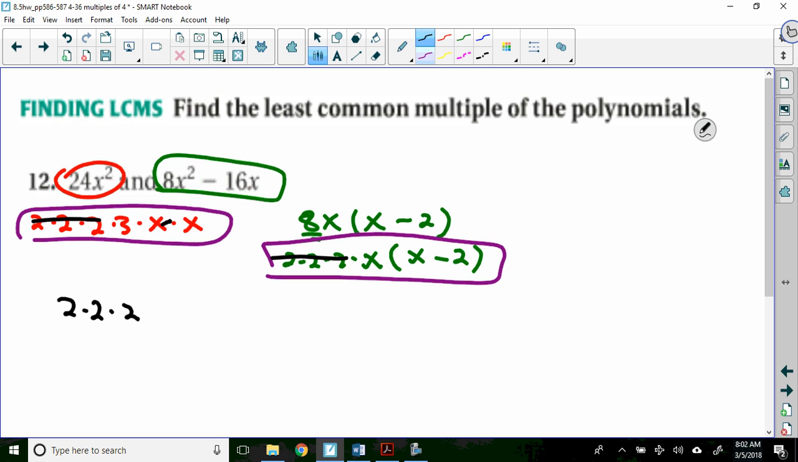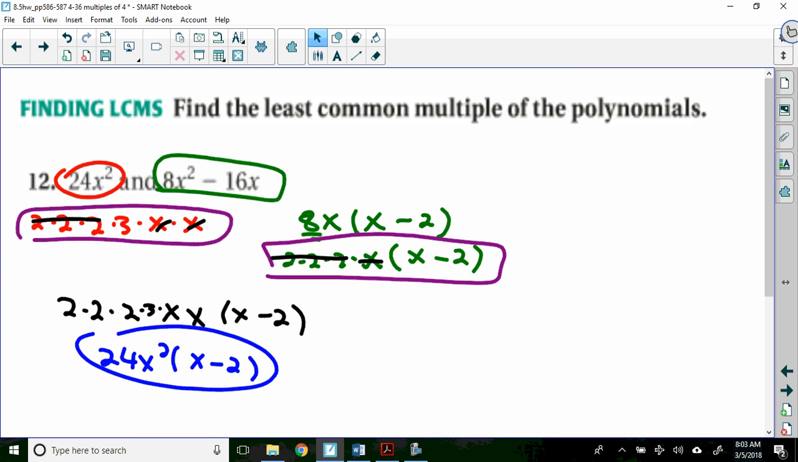How about x times x, right? Because the 1 has 2 of them in it. So when we take care of those 2, that also takes care of this 1. What else do we got to have in it? An x minus 2 in it, and there's one more thing that's missing that we didn't represent yet. There's a 3 also. So if we were to multiply all that stuff out, 2 times 2 times 2 times 3, that's back to 24x squared. So 24x squared times x minus 2, that's our LCM. That's our LCM.